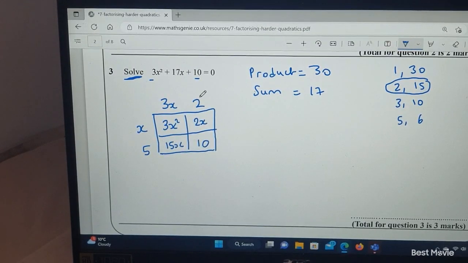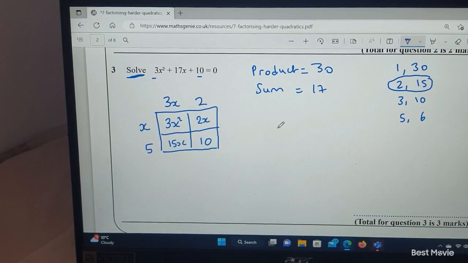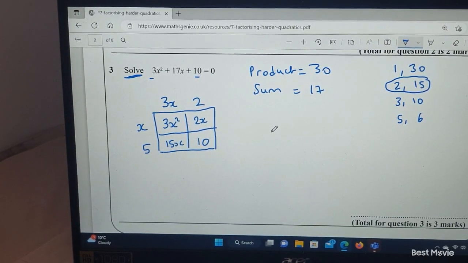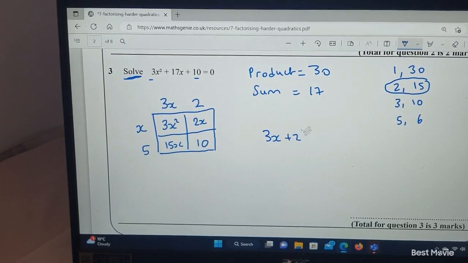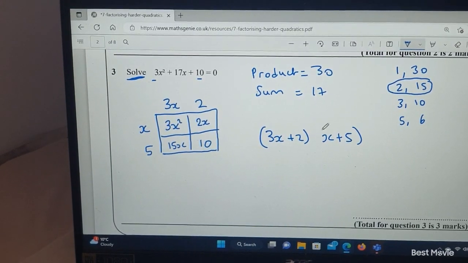So these are all positive numbers so far that we've been doing, so it's nice and easy. It can get a little bit more tricky when the numbers go into negative numbers, but I'll show you how to do that later on. Okay, so in my bracket, first one will be 3x plus 2, and then the second one will be x plus 5. So we've factorized at this point.